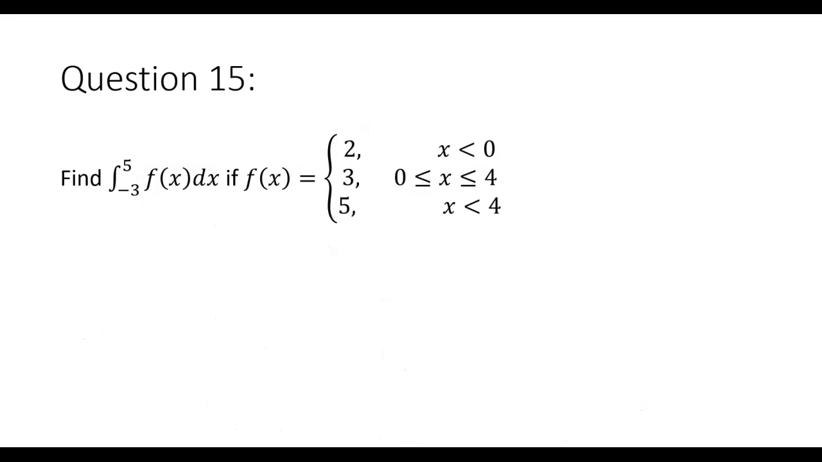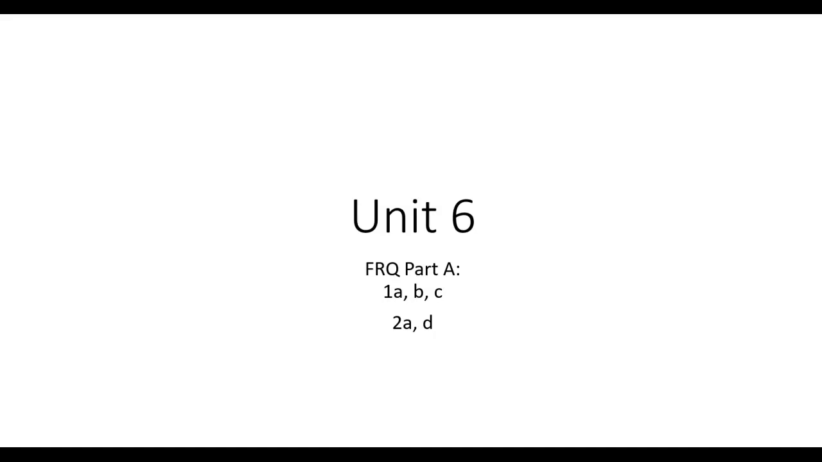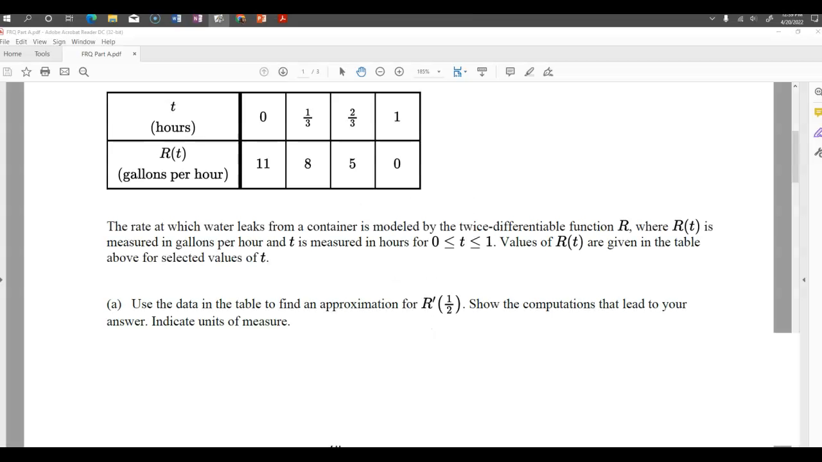All right, let's move on to the FRQ. So we're not going to do all of the FRQ questions. We're just going to do 1, A, B, and C, and then we're going to do question 2, A, and D. All right, let's go ahead and read our given information first. It says the rate at which water leaks from a container is modeled by the twice differentiable function R, where R of t is measured in gallons per hour and t is measured in hours. So values of R are given in the table above for selected values of t.